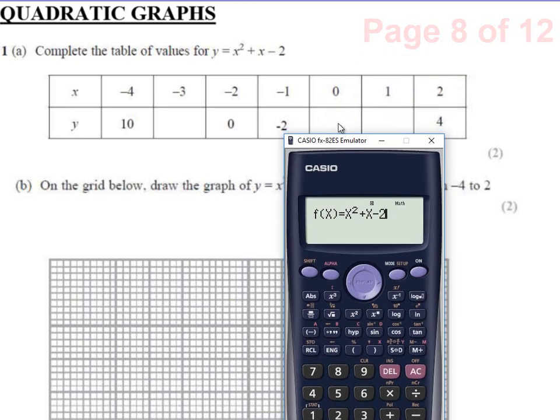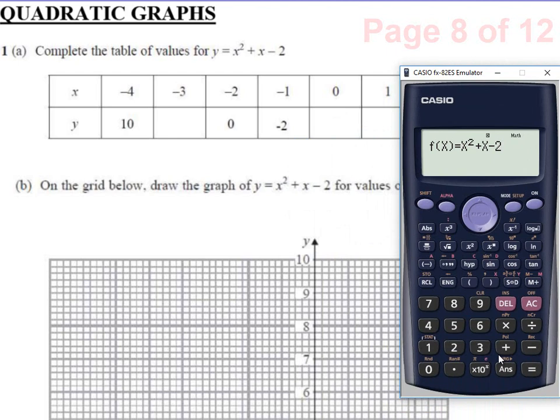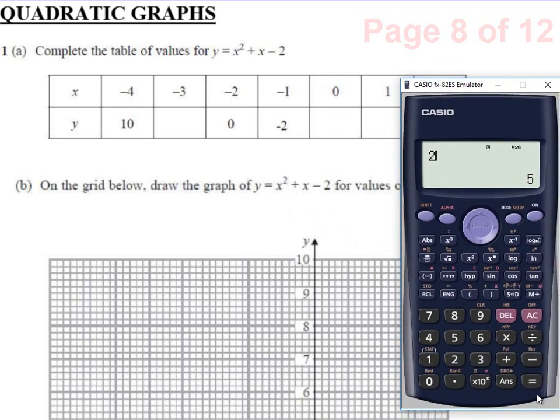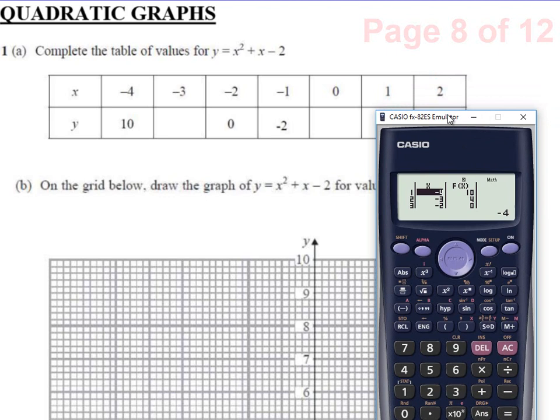So that's the equation of f(x). f(x) is x squared plus x minus 2, or y equals x squared plus x minus 2. So press the equal sign. Start value is minus 4, so put in negative 4 plus equal sign. End value is, look at that, 2. So end value is 2 plus equal sign. And the step is 1, so 1 equal sign. And you can see that you've got all the values.